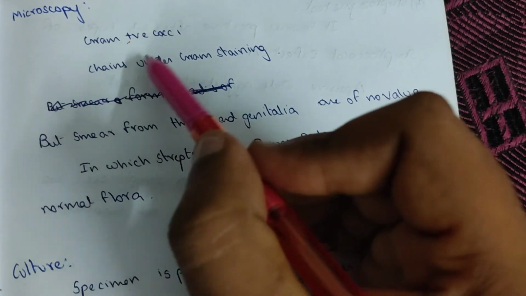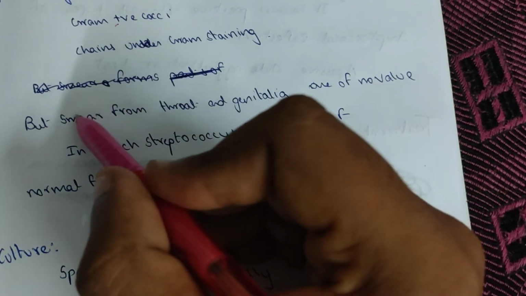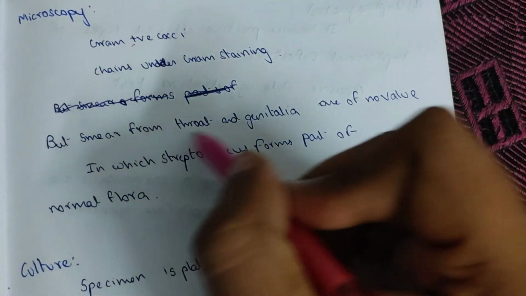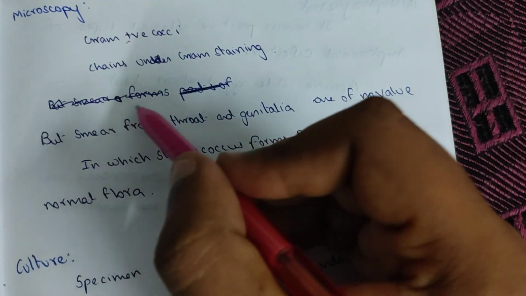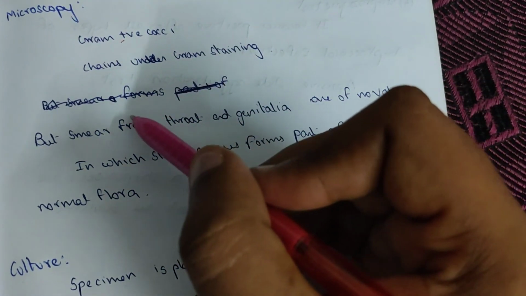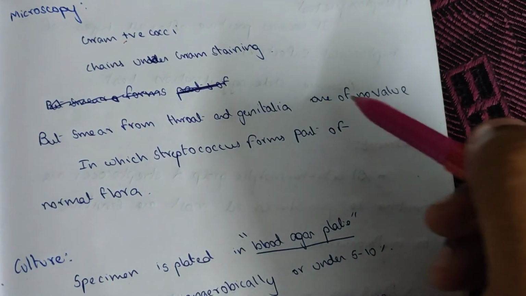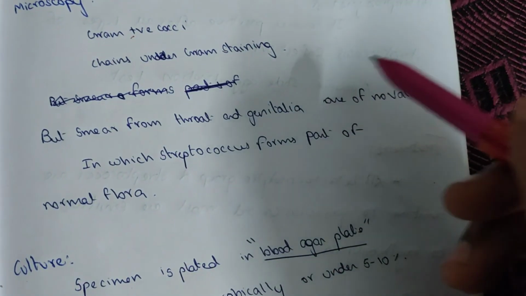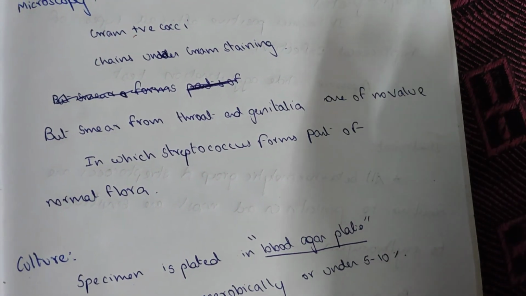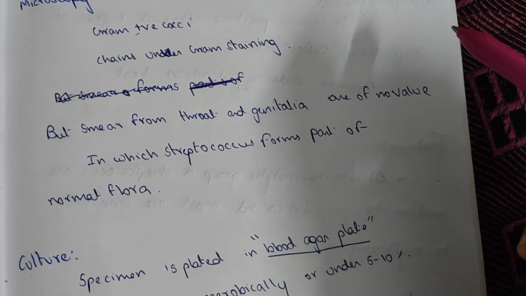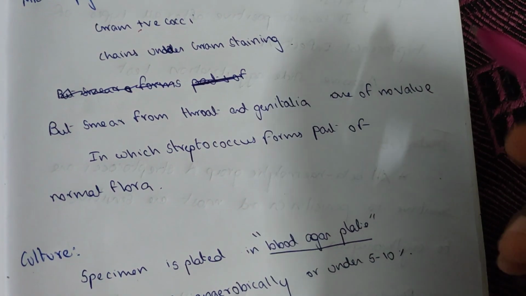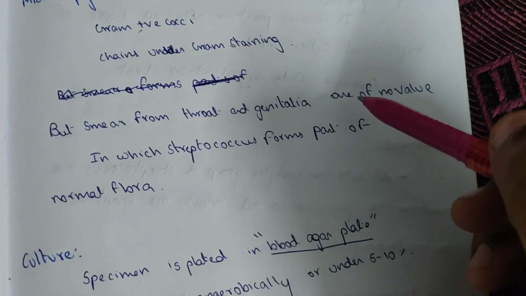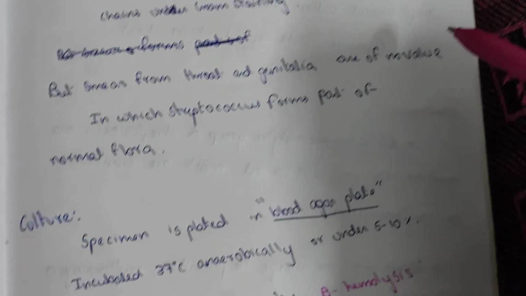But a smear of the throat or genitalia is of no value, because Streptococcus is a part of normal flora in humans, as I already said in the introduction. So the smear of throat and genitalia specimens has no value.